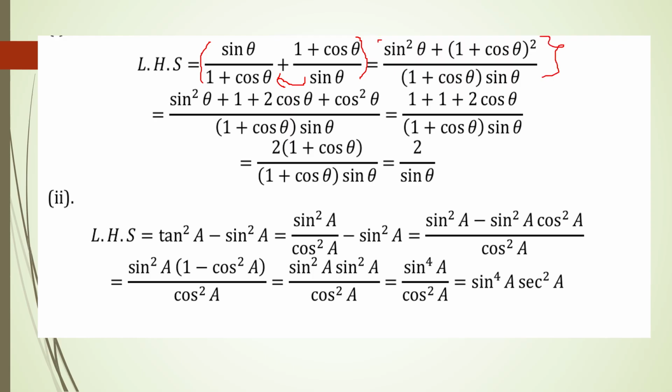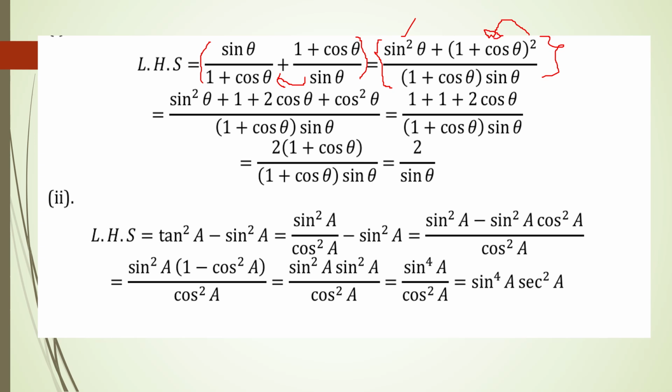So after finding LCM, we already explained finding LCM in the first videos under pure mathematics. So I hope everyone understands that. So you're going to end up with sine squared theta, then plus the square bracket of 1 plus cos theta in the numerator. So what you have to do, we have to simplify our numerator by opening up this bracket.